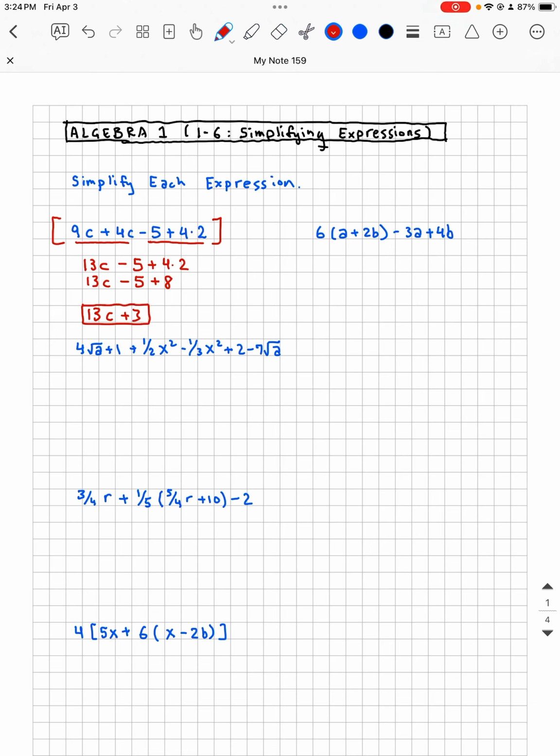For each one of these, that's basically what we're supposed to do. We're going to clean it up as much as we can and combine all the like terms. That's kind of like trimming a lawn, basically, right? All right, let's move on to the next one.